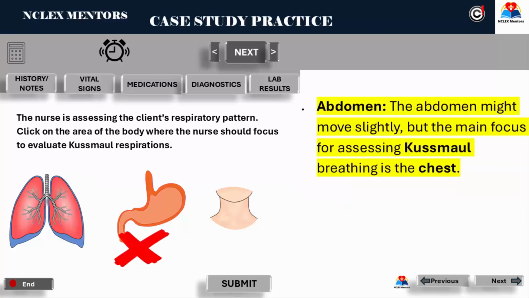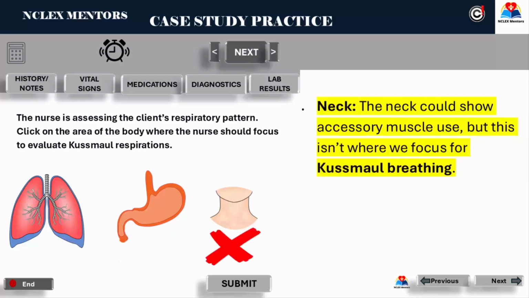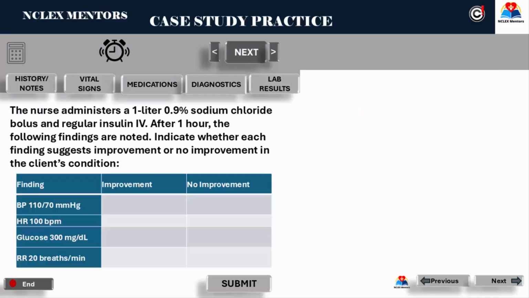Abdomen. The abdomen might move slightly, but the main focus for assessing Kussmaul breathing is the chest. Neck. The neck could show accessory muscle use, but this isn't where we focus for Kussmaul breathing. Correct answer, chest. Question 6.